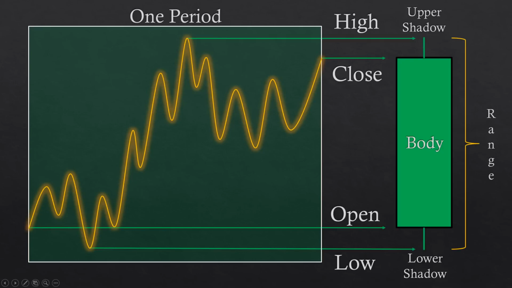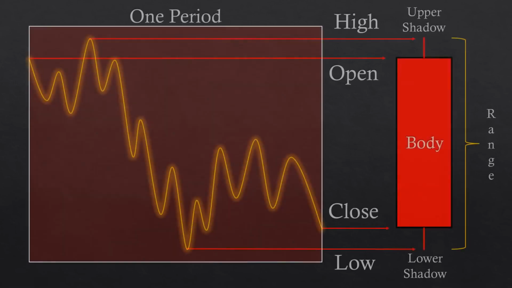The bearish candlestick works in the exact same way. The only difference is that the close is lower than the open. The wicks or shadows are formed by the distance between the open and the high, and the close and the low. Notice also that this is true for all time frames.